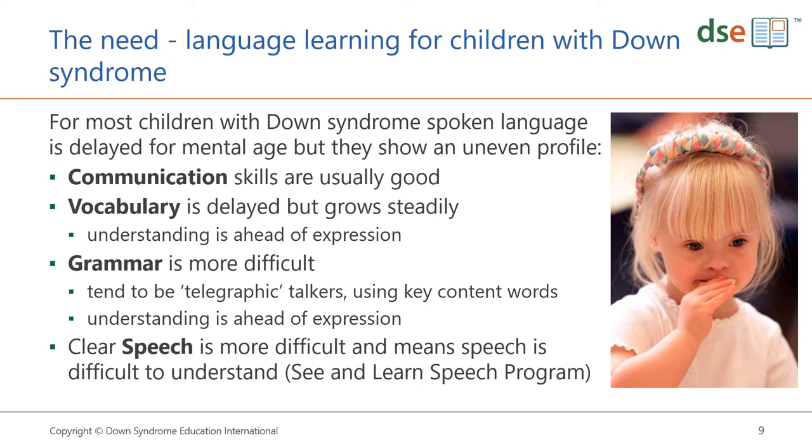For most youngsters with Down syndrome, communication skills are good. They want to communicate. They learn vocabulary more slowly, but they steadily build it up so that by teenage years, they've used a range of vocabulary and can manage to get a lot of their ideas across. Their understanding is ahead of what they can say. So communication skills and vocabulary are considered relative strengths, but grammar is more difficult.